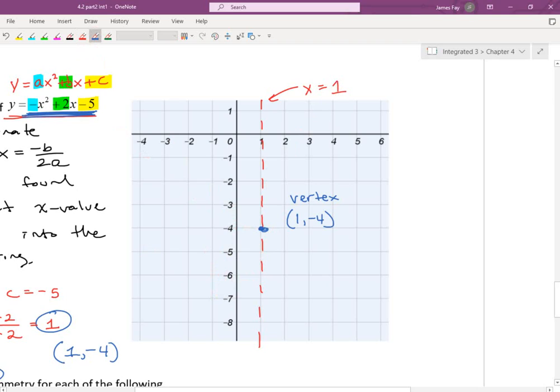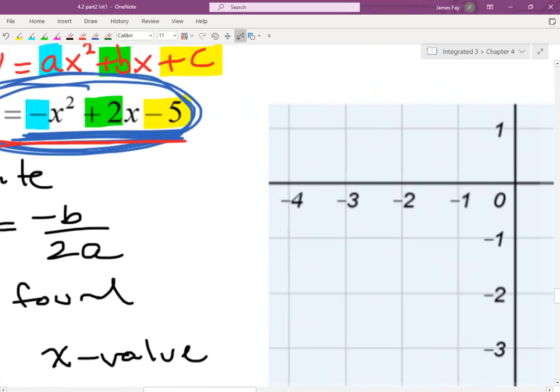All right. Now, we need one other point. And the other point that we use is the y-intercept. What is the x value of any point on the y-axis? 0. So my y-intercept is going to be found when the x in that equation is 0.